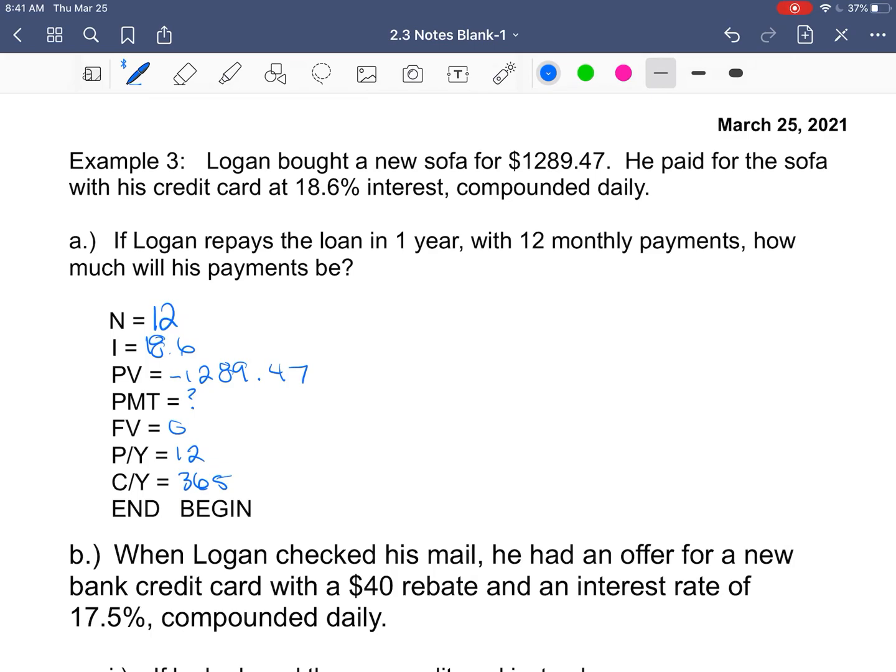Typing that into our app or our calculator, we have 12, 18.6, negative 1289.47. We don't know payments. Future value is 0, and 12 and 365. So solve, and we get 118.67. So that's how much his payments are.